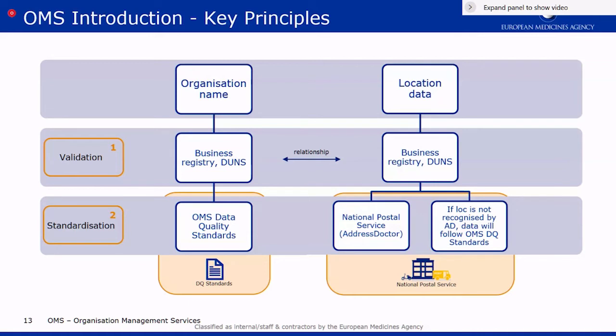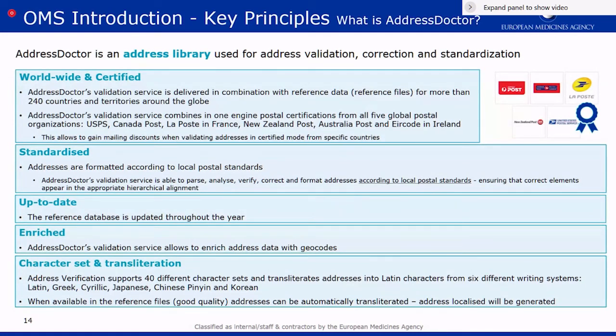And how do we do that? We do this because in our back-end system, we have the Address Doctor functionality. This is a commercial name. So what is Address Doctor? Address Doctor is an address library that is used to help us validate, correct, and last but not least, standardize the data that we publish. This is a worldwide system populated with reference data covering more than 240 countries. This is the only service that combines within a single engine five certified global postal organizations.